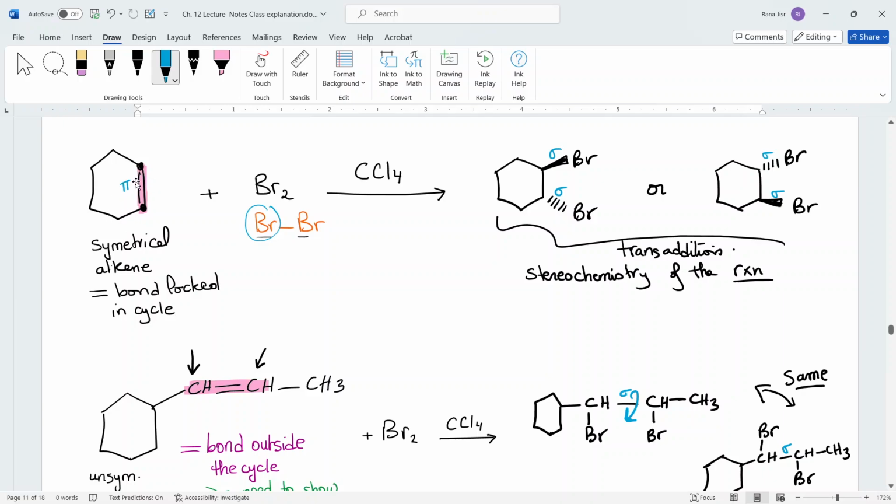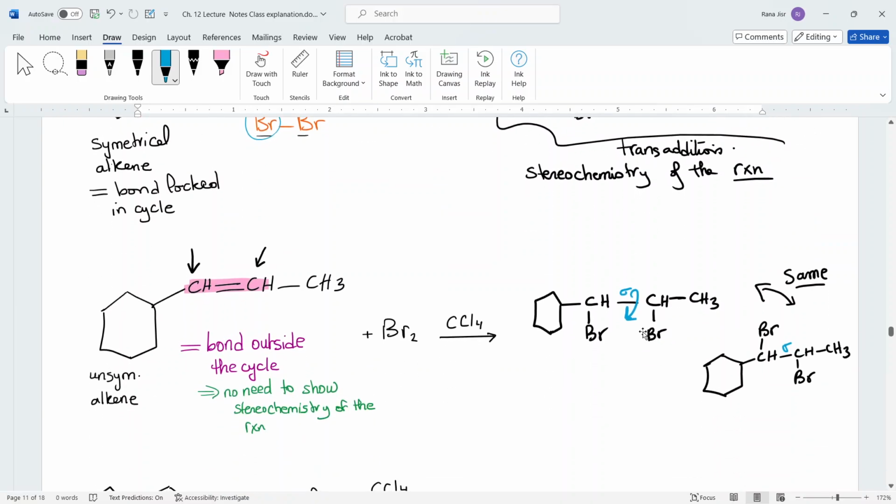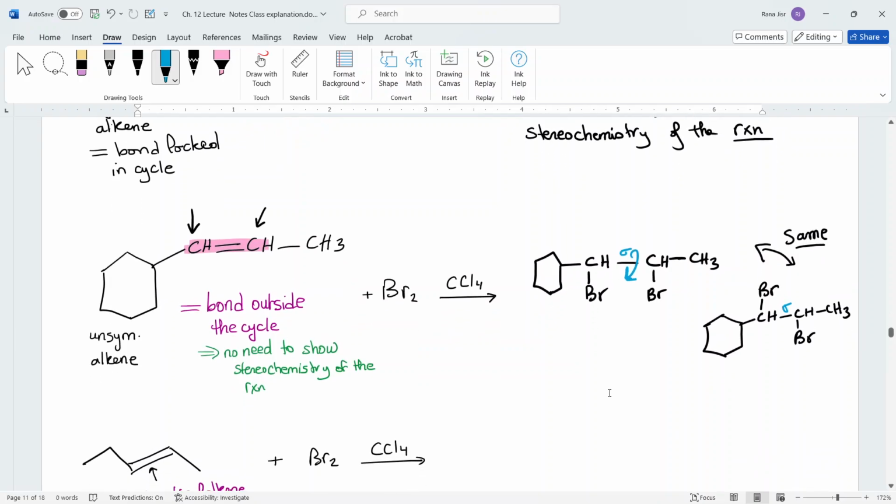So in that cycle, the double bond is locked in the cycle. I cannot rotate the sigma bond after the pi bond is broken. So this is why the stereochemistry showing the trans addition is important. But here, if your double bond is outside the cycle, I don't need to show any trans addition. All I need to show is just the two bromines that are added.